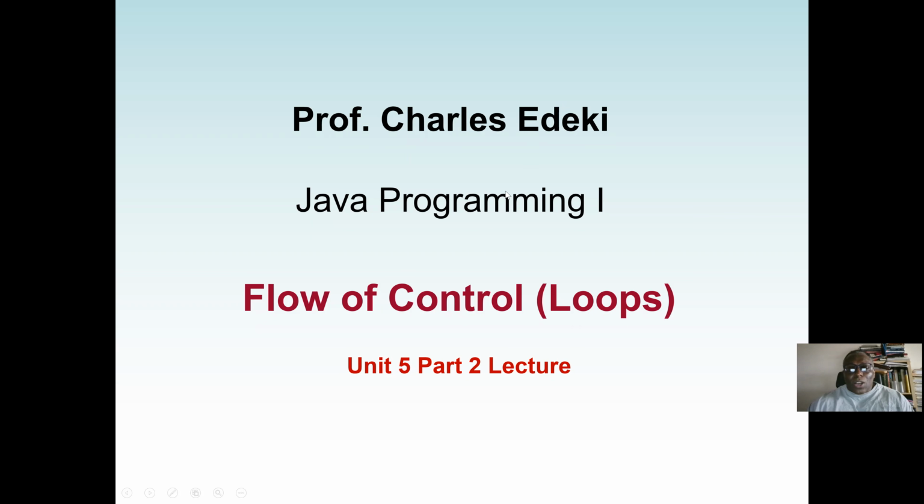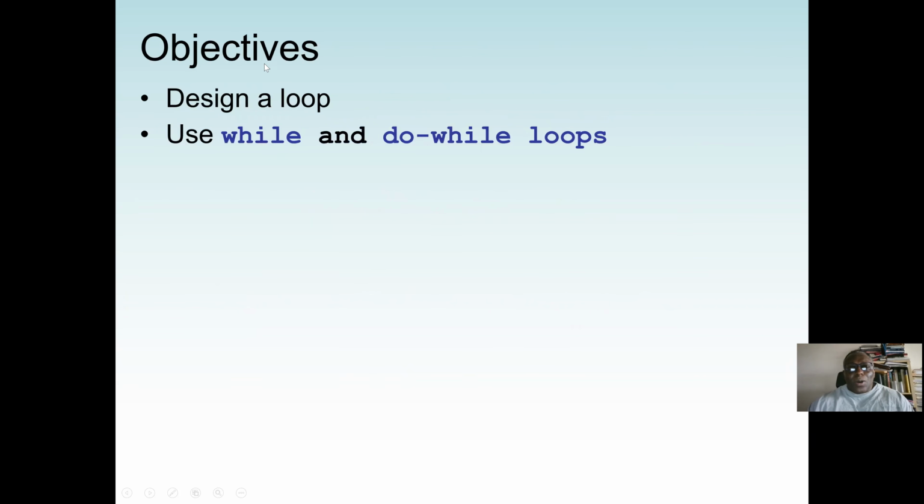In this lecture, we are going to study flow of control using loops. So our main objective is designing a loop, also using the while and do while loops. In Java, we have the while loop, do while loops, and also we have the for loops, and we have for each loop. In this section, we're going to study the while loop and do while loop.